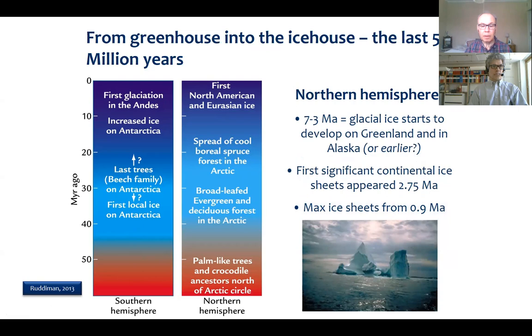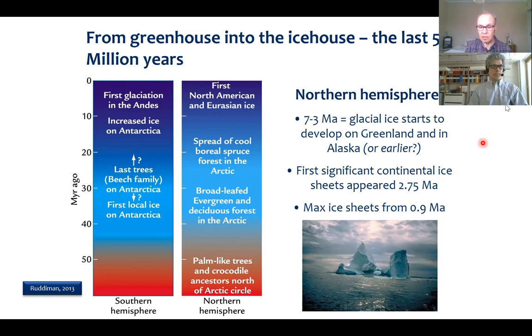In the Northern Hemisphere, this starts later. 50 million years ago, we had palm-like trees and crocodiles at high latitudes, north of the present Arctic Circle. And then we have a change in the vegetation. We get more broadleaved evergreen forest and a spread of cool boreal spruce forests. And eventually glacial ice starts to develop, first in Greenland and Alaska, 7 to 3 million years ago, or possibly earlier. And it is not until more or less the inception of the Quaternary, around 2.75 million years ago, that significant continental ice sheets start to appear.